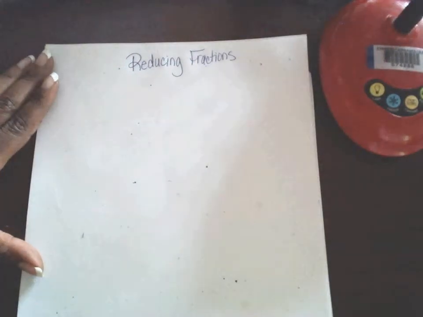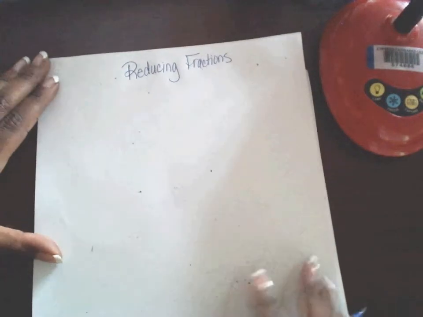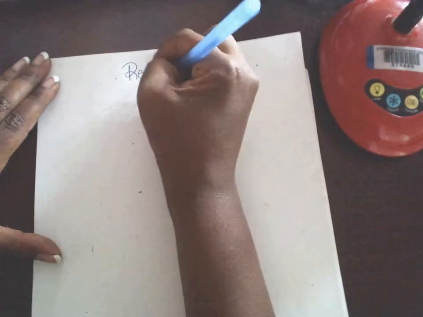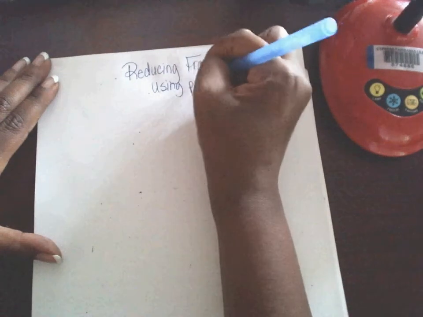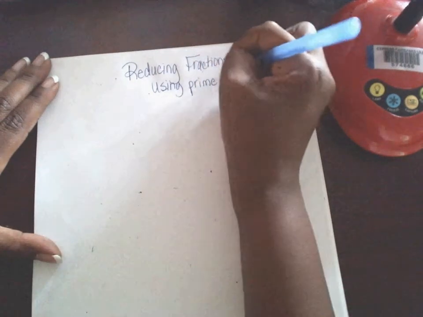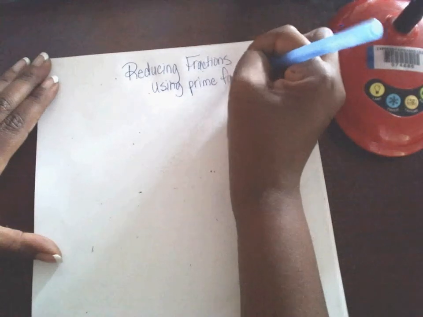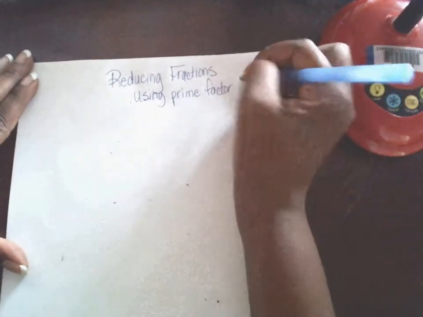So yesterday we did prime factorization of numbers, and today we're going to look at how to use prime factorization to reduce fractions, okay? So we're going to reduce fractions using prime factorization. Make sure you're writing this in your notes so that you'll be able to use it as a resource.